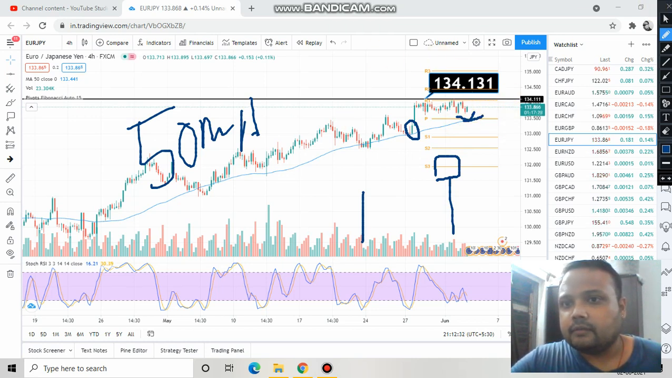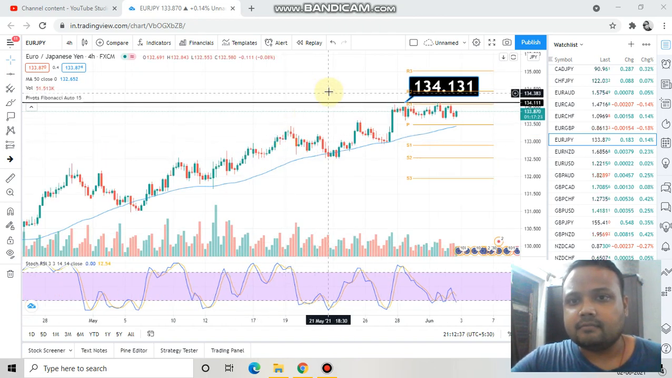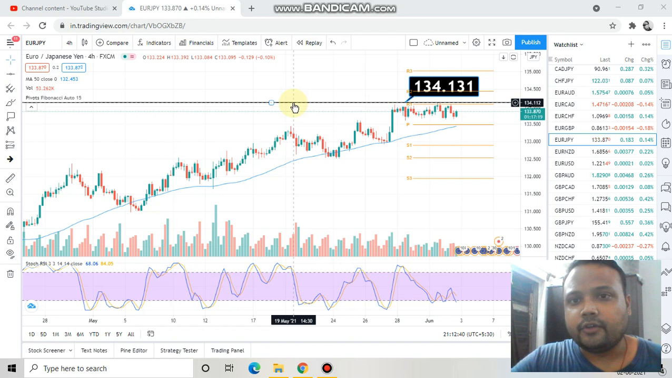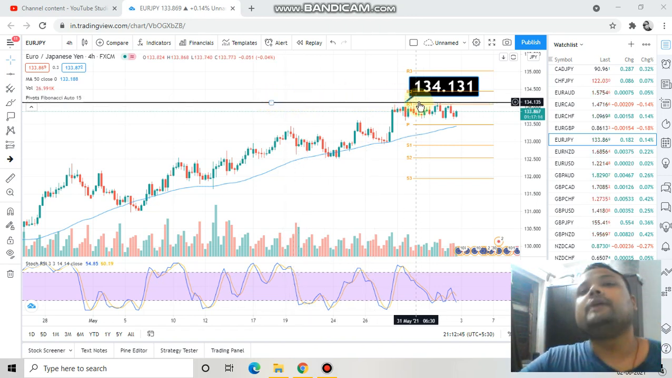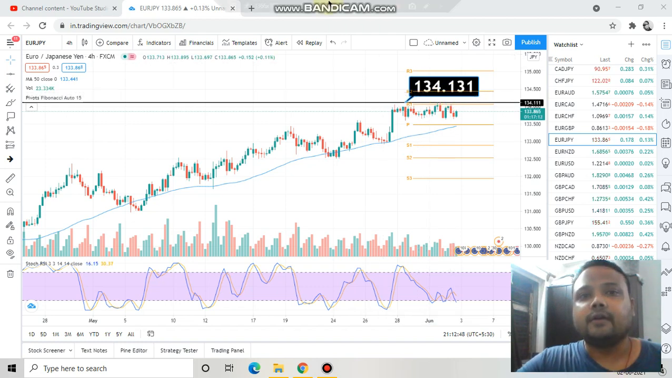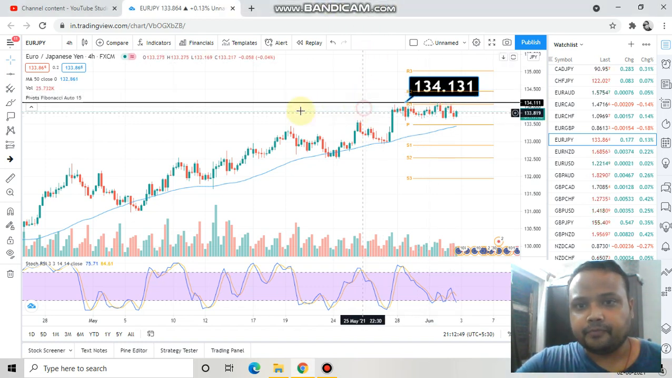Okay, clear. Now let's jump to the second part. You can see that I have a black line drawn here, and I have also mentioned 134.13. This level.